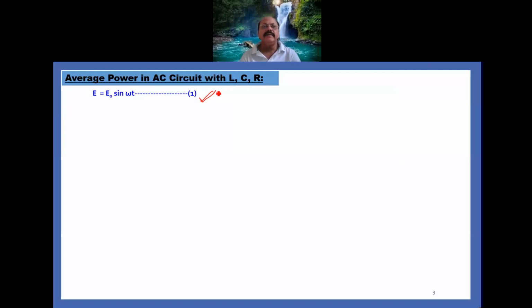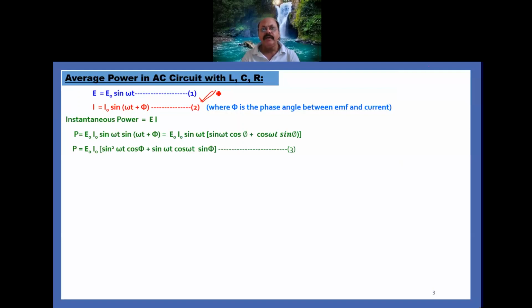Now here we consider the current leads the alternating EMF by phase angle phi. So therefore we have to write I equal to I naught sine omega t plus phi, where phi is the phase angle between alternating EMF and alternating current. Now we have to calculate instantaneous power, that is the product of alternating EMF and alternating current, which we can write mathematically as EI. Then substitute the value of E and I from equation 1 and 2.